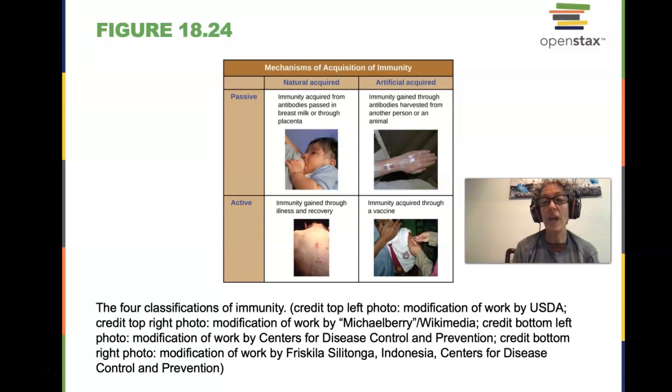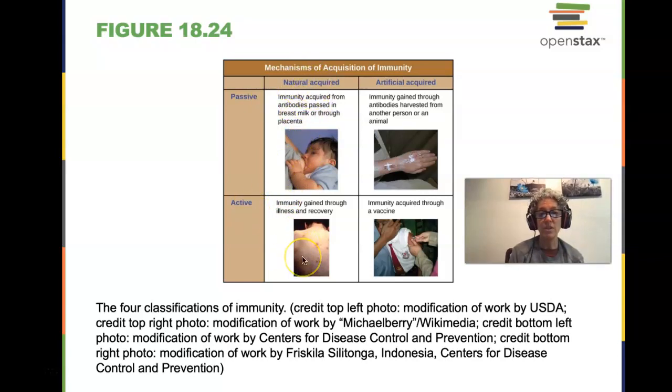In adaptive immunity, we have to acquire this. We have B cells and T cells, but until they become activated by a specific antigen, they're not really working. So we have to be exposed to antigen in order for that to work. So how do we acquire our immunity? We can acquire it naturally. Naturally by passive immunity, meaning we get the antibodies from someone else. So breast milk or through the placenta. That's passive natural immunity.